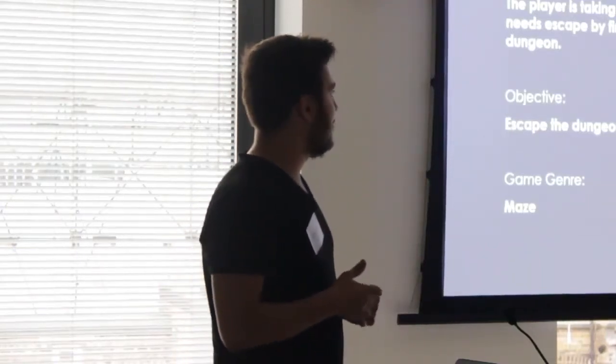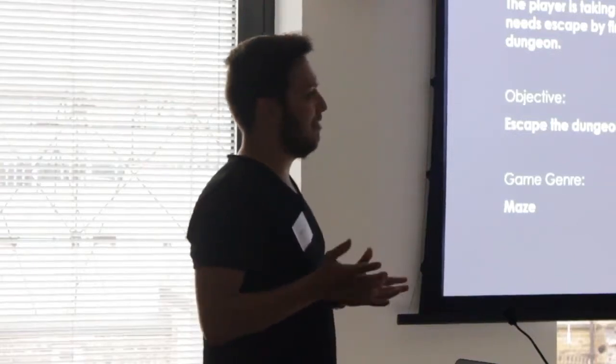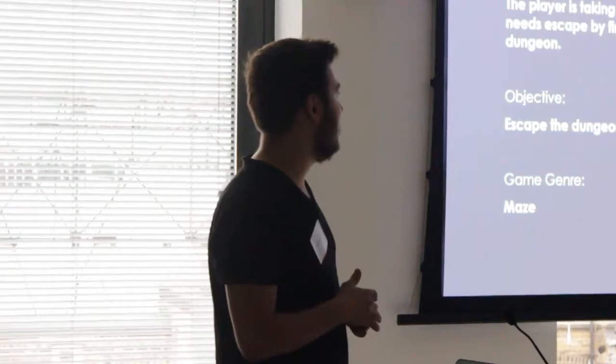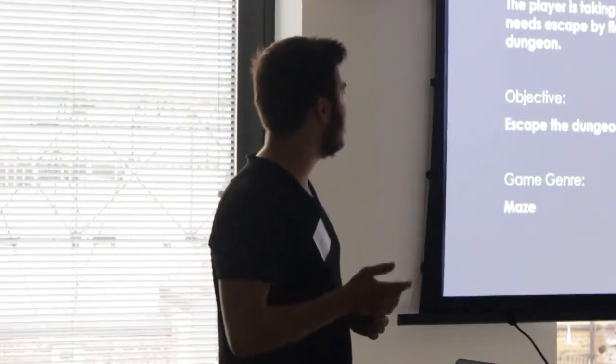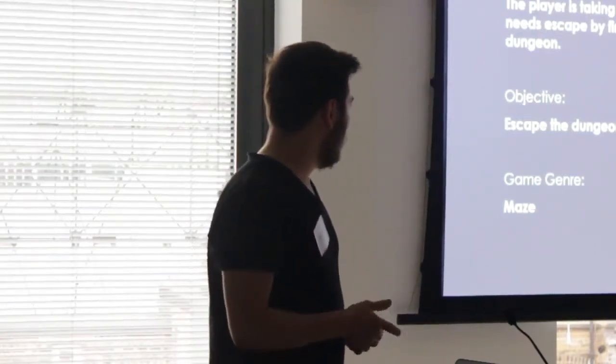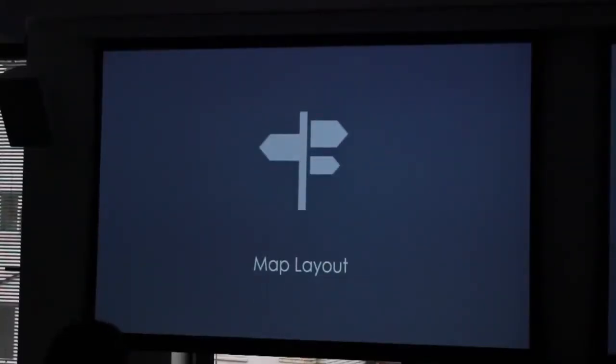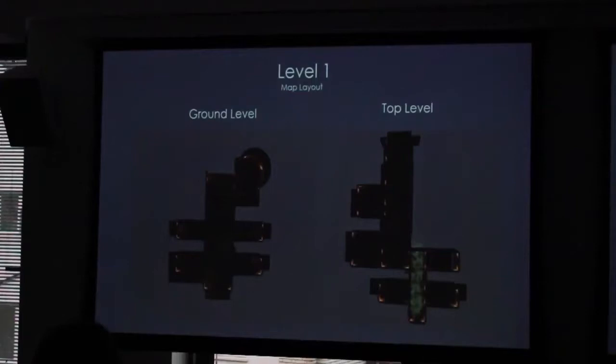So in the game, the player is put into a thief role, who was thrown into a dungeon, and he has to escape. He has to find a key which is hidden in one of the chests across the dungeon. So obviously he needs to escape. That's the main objective. So I'm going to show you the main map layout of the game, and you'll see why this is relevant in a second.